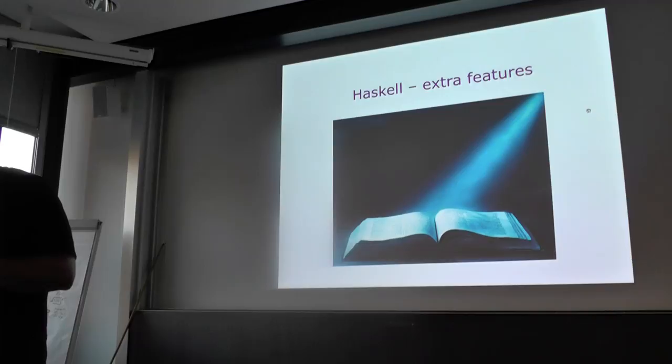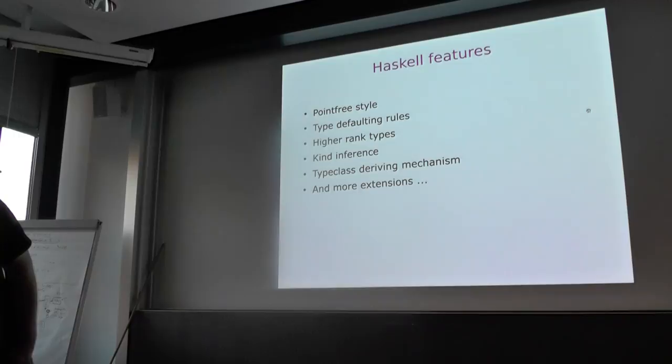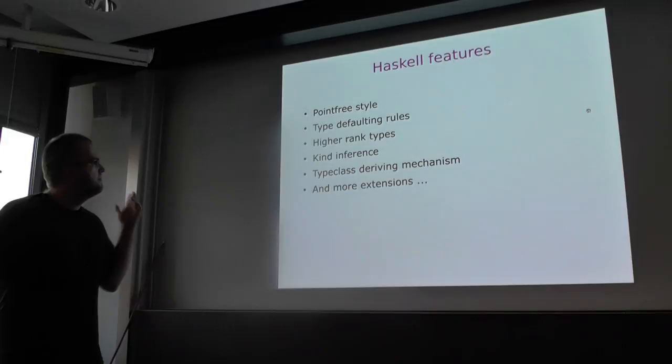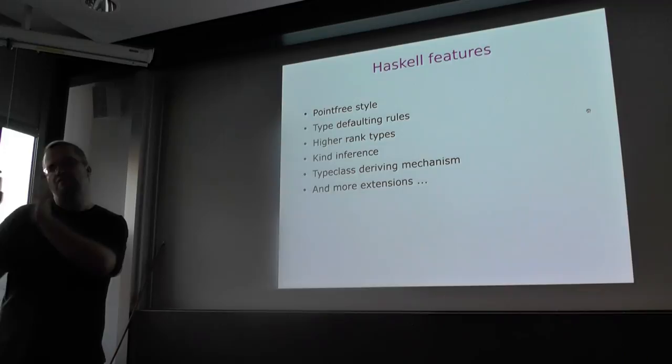Okay, so these are just an overview of really big differences, including some not so nice things in Scala's design. Now we can just do a quick overview of some extra features that Haskell provides. There are too many of them, so I just listed some that I find interesting. You have the point free style, which is ubiquitous. This is certainly not the case in Scala. You can do a bit of point free style, but not really. You basically have to use parentheses most of the time.